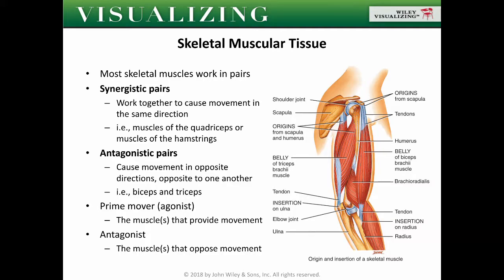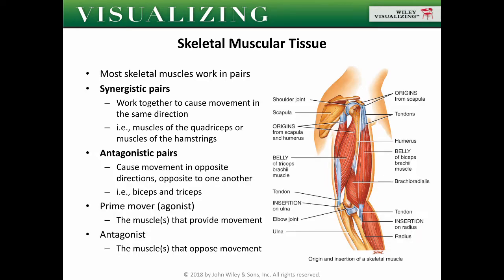Most muscles work in pairs. It can be synergistic or antagonistic. Synergistic muscles work together to cause movement in the same direction. Although muscle functions are not limited only to pairs. Sometimes they move as a group, especially for complicated tasks. Now, synergistic pairs work together to cause movement in the same direction.